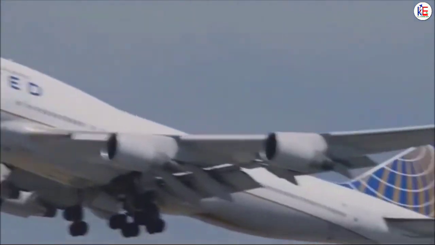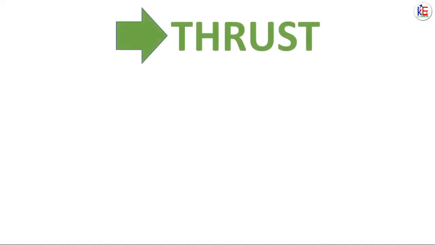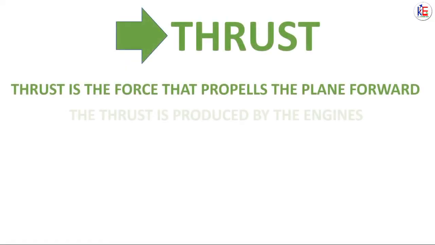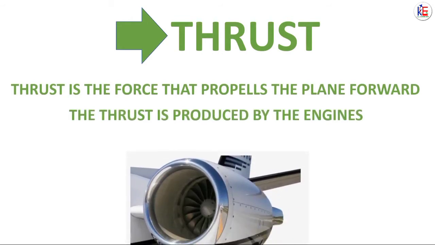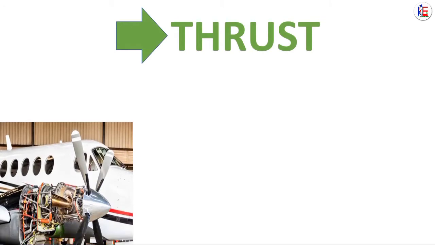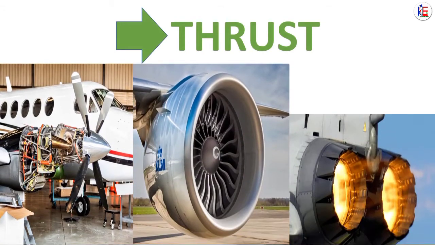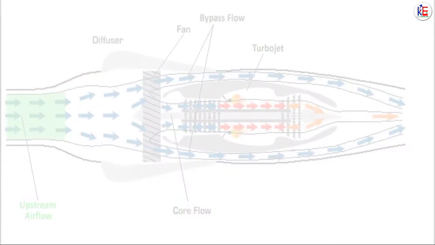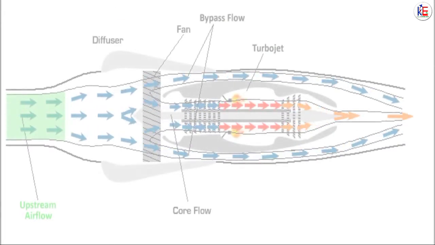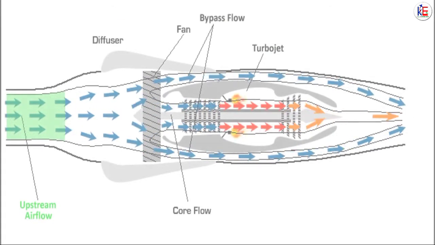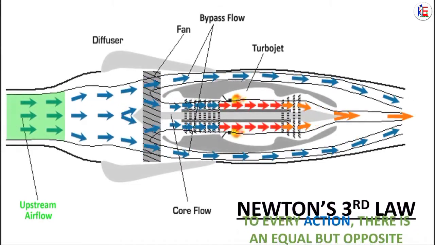That brings us to thrust, the force that helps the airplane move forward. The thrust is produced by the engines. The engine can be a propeller engine, turbojet, or jet engine. The engine pushes air backwards and the air reacts by pushing the plane forward. Newton's third law of motion is respected here.